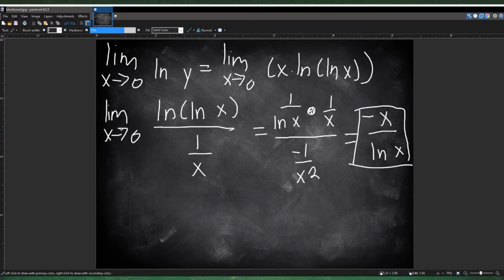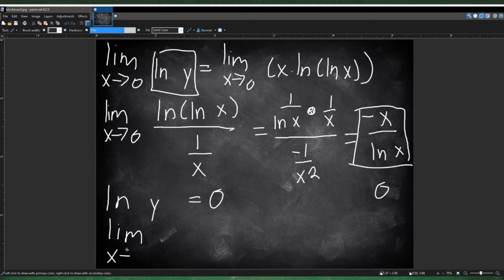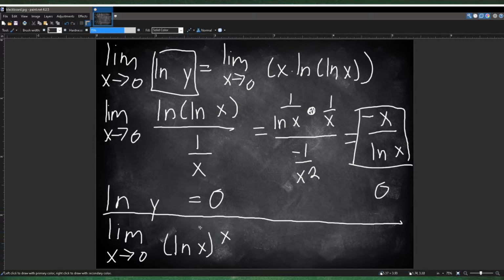So the limit as x approaches 0 of ln of ln x over 1 over x is basically 0, which is basically the same thing here. So this is 0 because you plug in x is 0. So technically, we were solving for ln of y, right? So the limit as x approaches 0 of ln of y is equal to 0. But we're not trying to solve ln of y. We're trying to solve y. Our y was ln of x to the power of x, right? So that was our y.